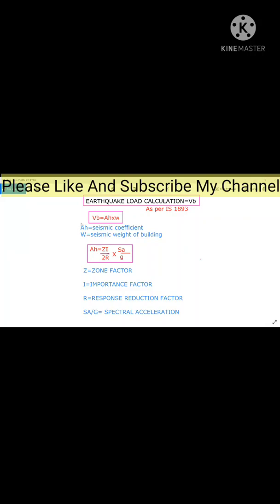Again, we can calculate AH as per this formula: Z I by 2R into Sa by g, where Z is the zone factor, I is the importance factor, R is the response reduction factor, and Sa by g is the spectral acceleration. The zone factor depends upon in which area, in which zone, your building is going to be constructed. First of all, we will see the zone factor, which is denoted in the IS code as per the zones. I'll show it to you.